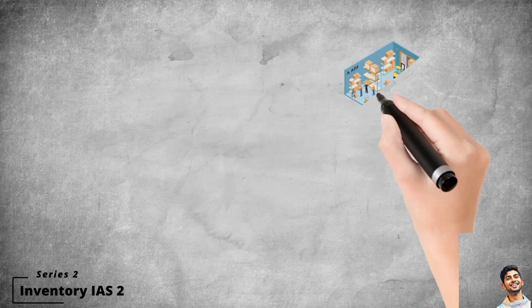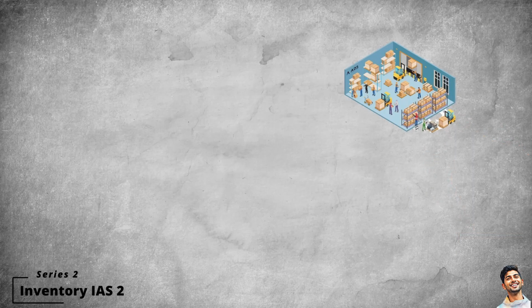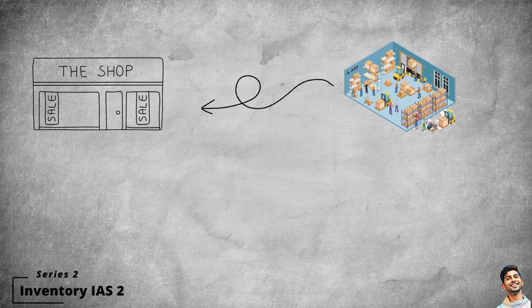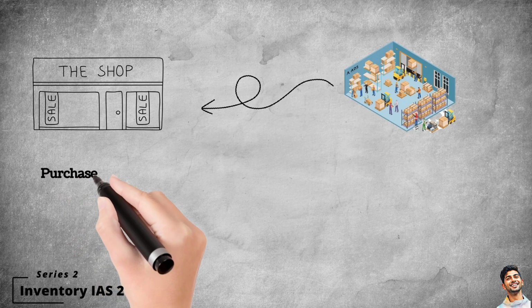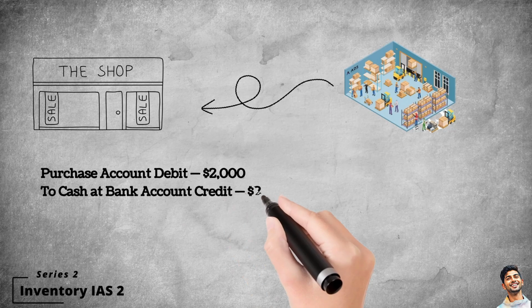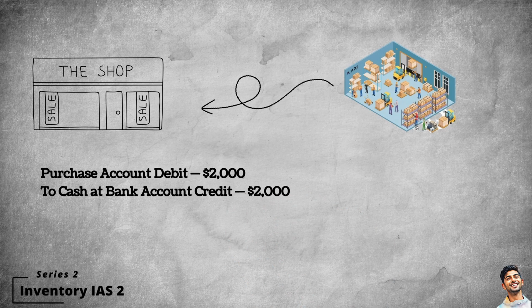Now the next question is, how is inventory recorded and adjusted? So let's begin with the acquisition, which simply means purchasing inventory for the first time. When a business buys inventory in cash, it records a journal entry like this: purchase account debit $2,000, to cash at bank account credit $2,000. Simple. This records the inventory at the price paid for it.